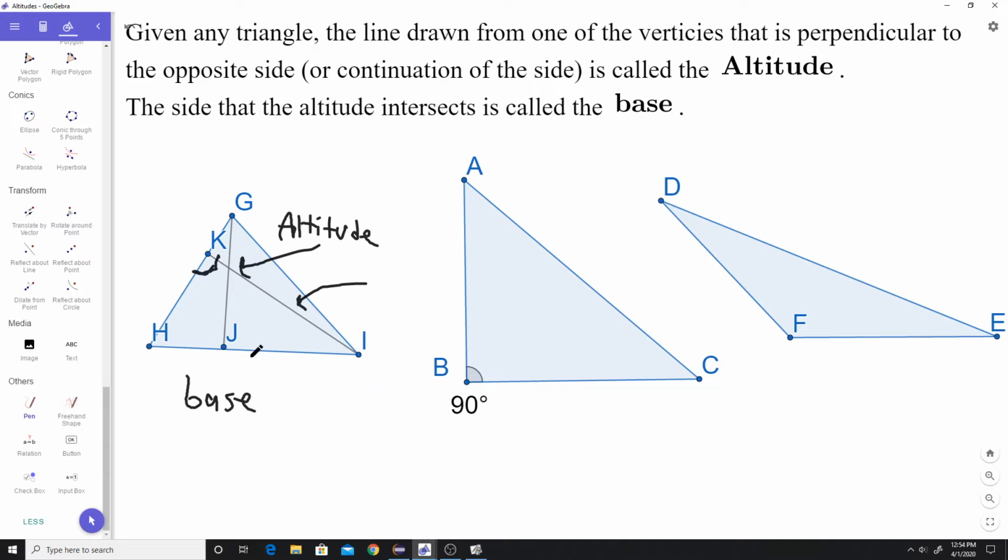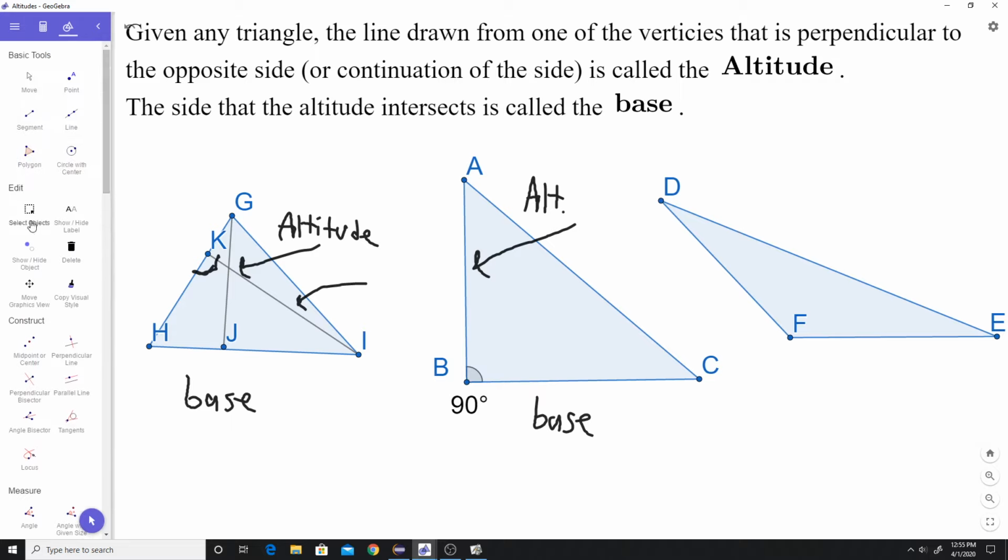Now, in the case of a right triangle, since you're going from the vertex to another side at a 90-degree angle, your altitude or height would just be whatever this side is. And that means your base would be located right there. So right triangles are probably the easiest to identify, but you shouldn't get so worked up about the differences on what the altitude and the bases are and stuff like that.